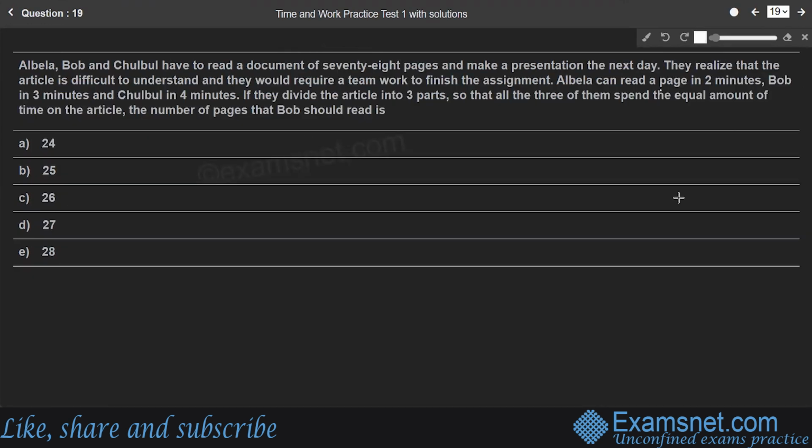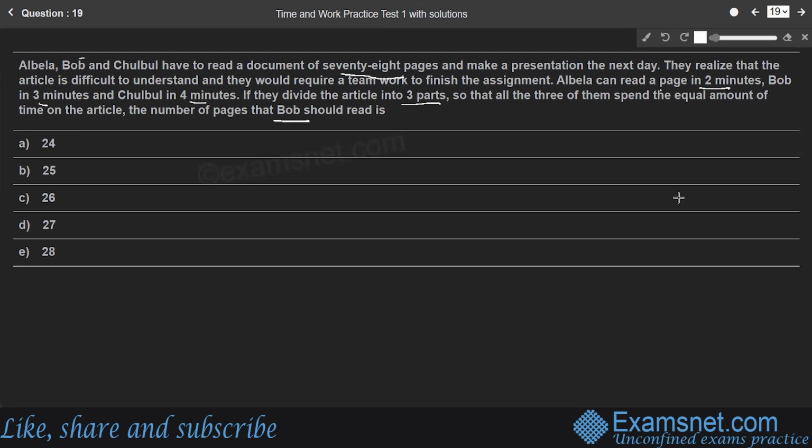Question number 19. Albela, Bob and Chulbul have to read a document of 78 pages and make a presentation the next day. They realize that the article is difficult to understand and they would require teamwork to finish the assignment. Albela can read a page in 2 minutes, Bob in 3 minutes and Chulbul in 4 minutes. If they divide the article into 3 parts so that all 3 of them spend an equal amount of time on the article, the number of pages that Bob should read is.